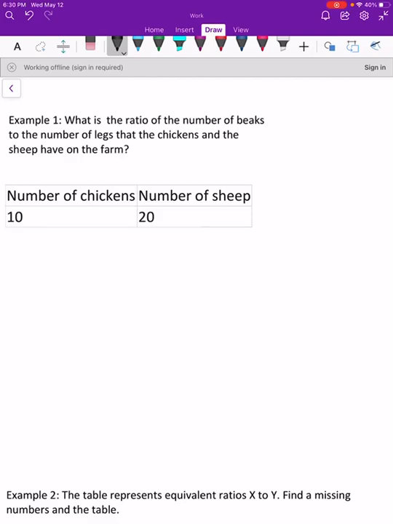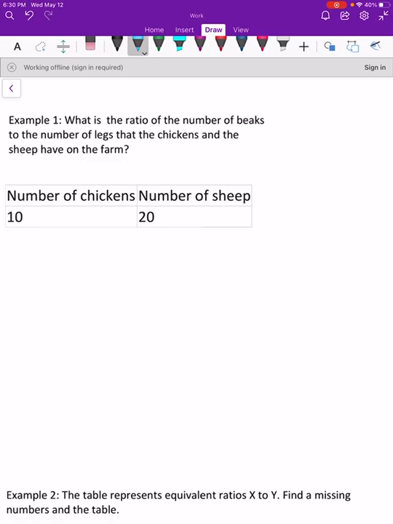Our first example says, what is the ratio of the number of beaks to the number of legs that the chickens and the sheep have on the farm? So we have the number of chickens and the number of sheep, but we need to know how many legs are there and how many beaks are there. It's kind of a silly question. So let's start off with chickens.